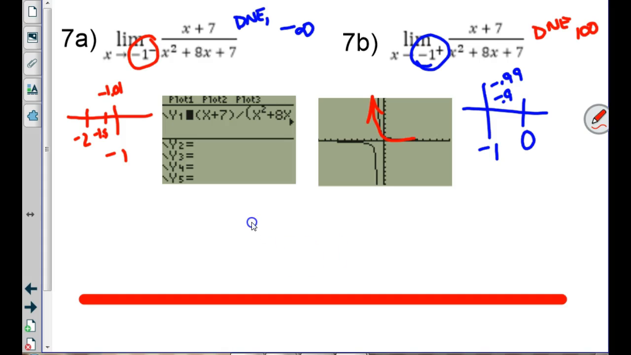If they just ask this, the limit as x approaches -1 with no left or right on it, you would just say does not exist. Can't even describe it because one side's going up and one side's going down. All right.